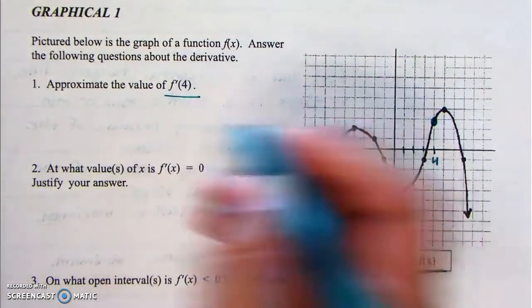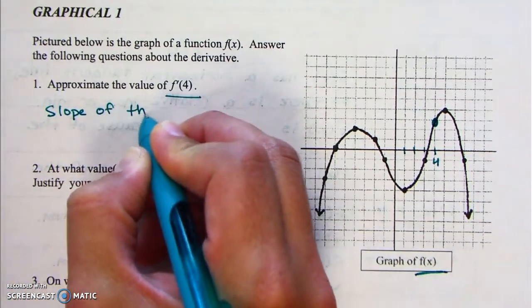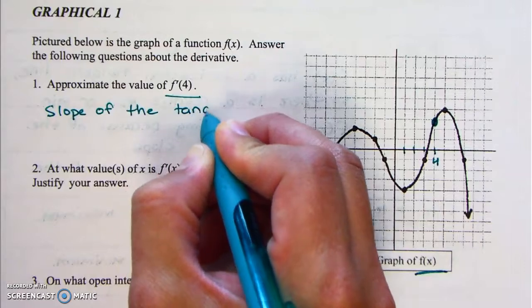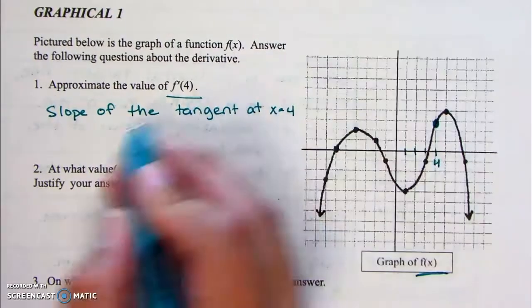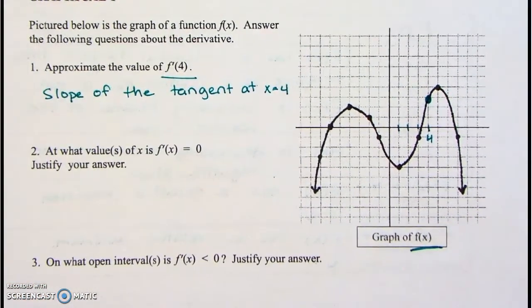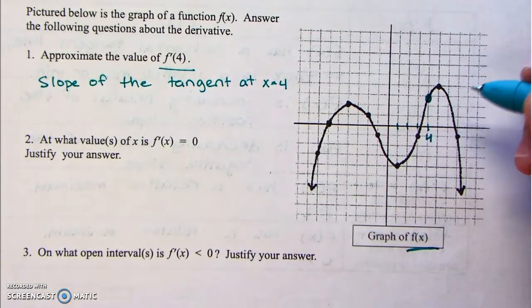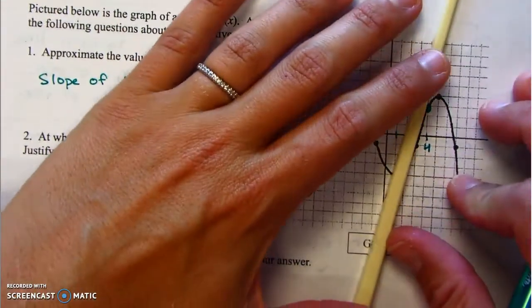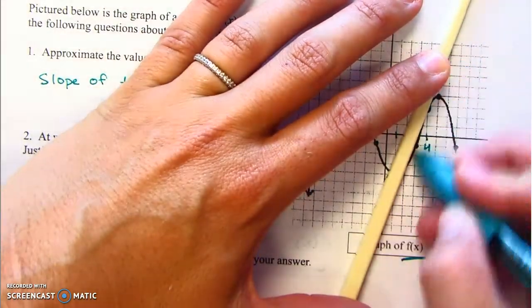So to find f prime of 4, that's going to be the slope of the tangent line at x equals 4, and the word approximate, because we're going to try and draw the best tangent line, approximate the slope. So you do that now. Okay, so a tangent line, get your chopsticks out, and just do your best to draw the best tangent line you can.